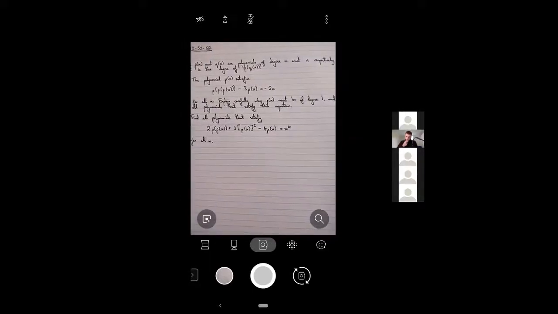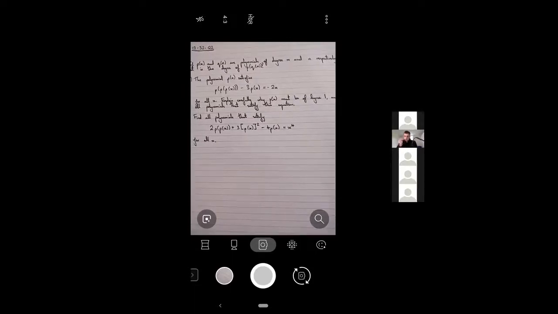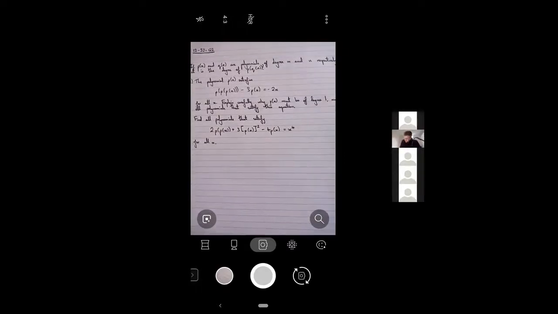Okay. Just stick ideas in the chat or unmute yourself if you'd like. What do I need to do first? Good. Yes, exactly. Finding the degree of the left-hand side. We already know the degree of the right-hand side, right? So we've got this.